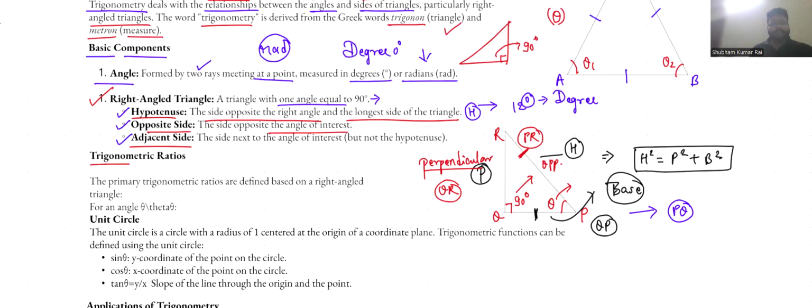So the primary trigonometric ratios are defined based on a right angle triangle. As I told, one of the angles will be 90 degrees, right? So for any angle we use theta as a reference, or you can say the given angle, but generally this is said to be theta, right? Okay. So now let us move further and discuss the further things.